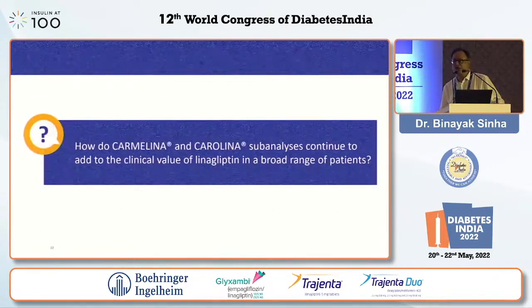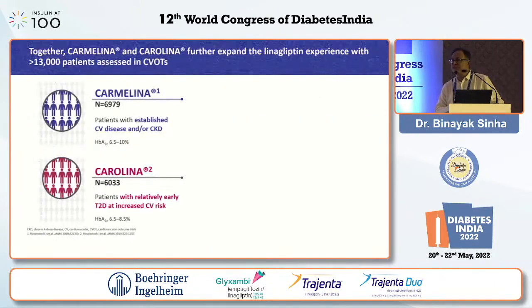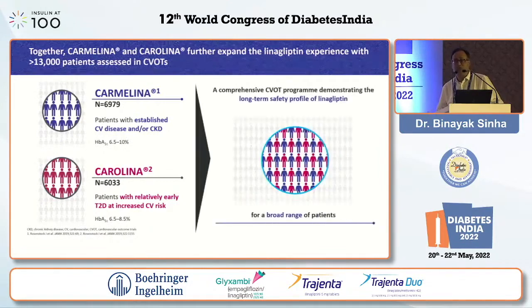So while talking about CARMELINA and CAROLINA, let us just analyze these two studies. As we know, CARMELINA and CAROLINA look at the whole spectrum of diabetes, while CARMELINA looked at sicker people who had established cardiovascular disease or established CKD. CAROLINA looked at early diabetes, or garden variety diabetes, patients who initially come to us who are, yes, at an increased risk of CVD, but yet do not have established cardiovascular disease.